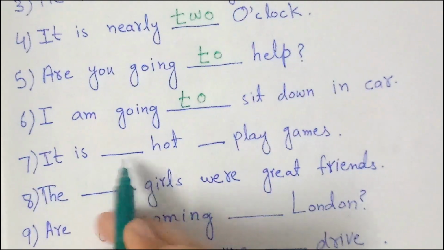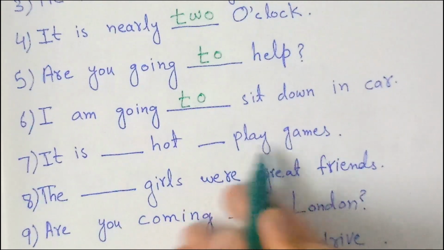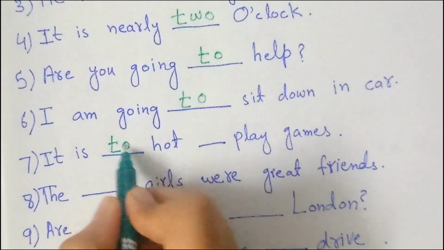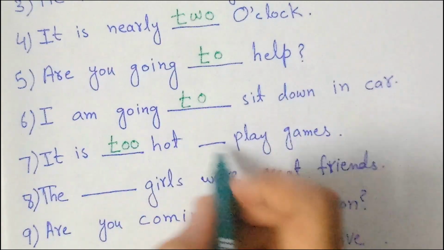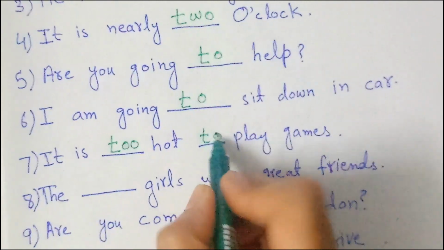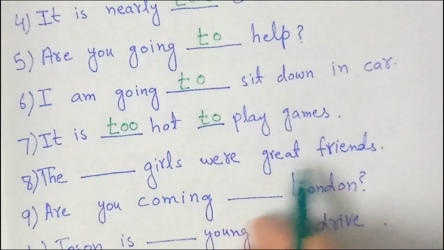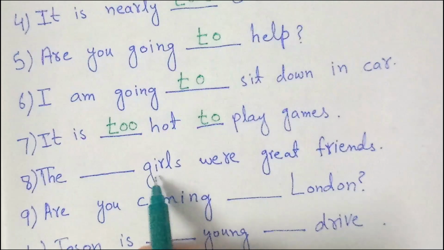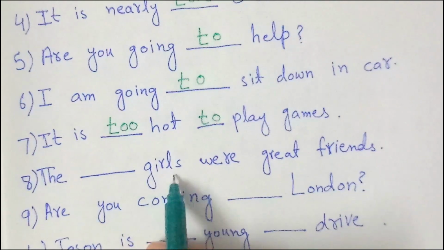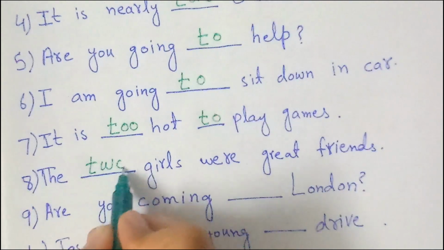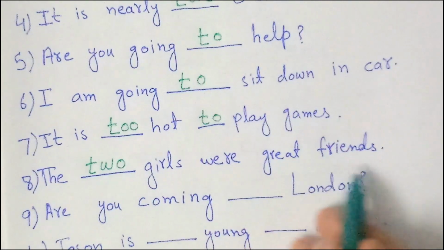It is dash hot dash play games. It is too hot, that means excessively hot, to play games. The dash girls were great friends. Now, as you can see, there are girls, that means it is a plural number. So we are going to use T-W-O. Two girls were great friends.